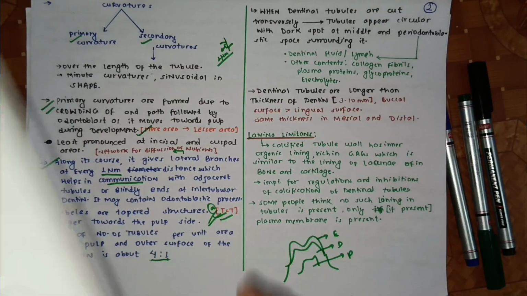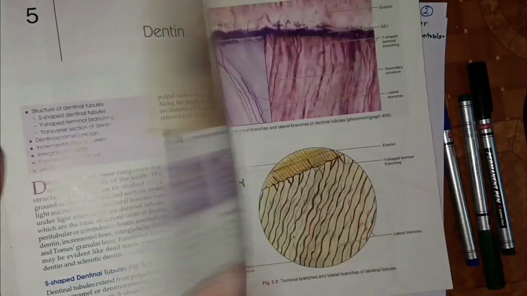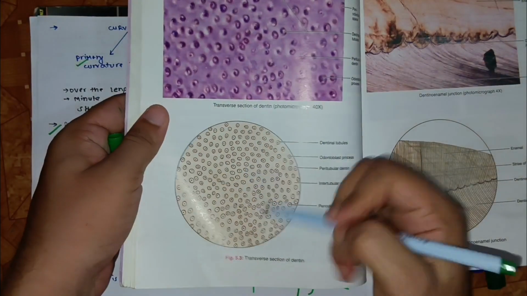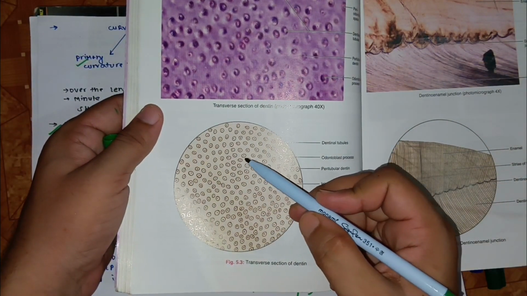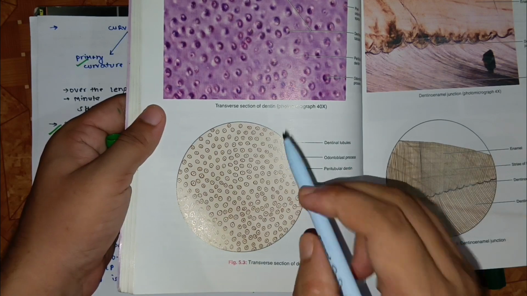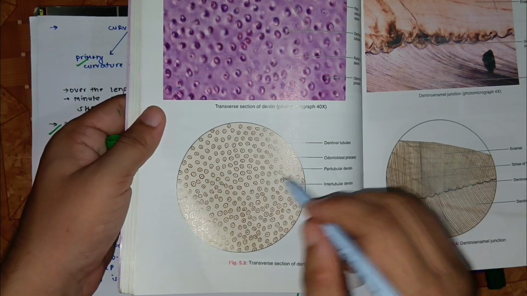I have another picture for this. This is a transverse section of the dentin. As you can see here, these are circular dentinal tubules, and the dark spots present in the dentinal tubules are the odontoblastic processes.